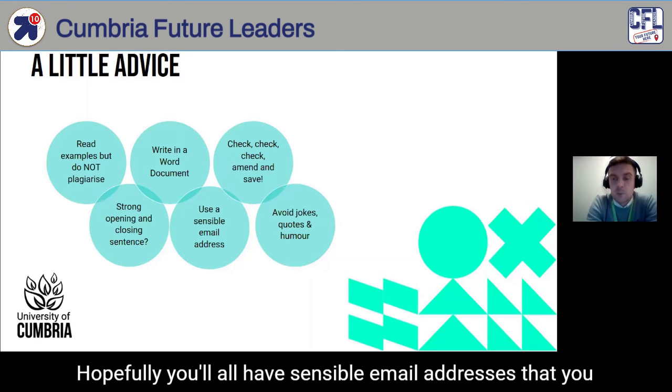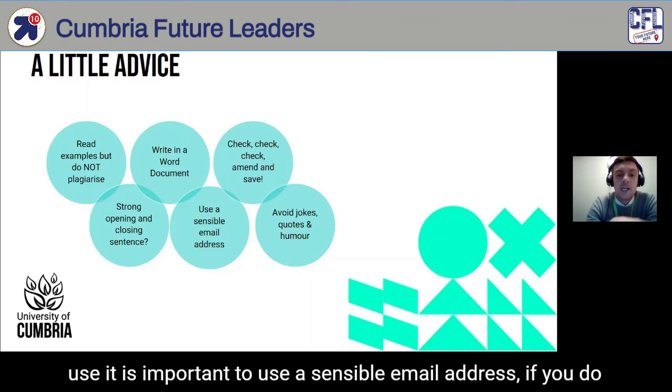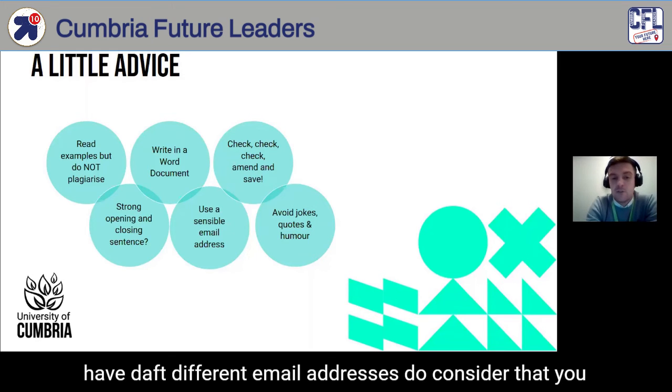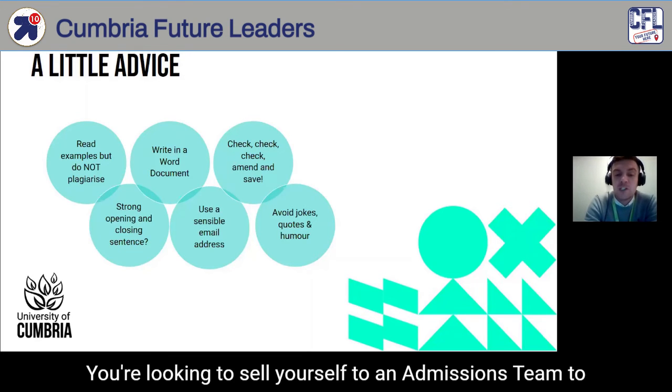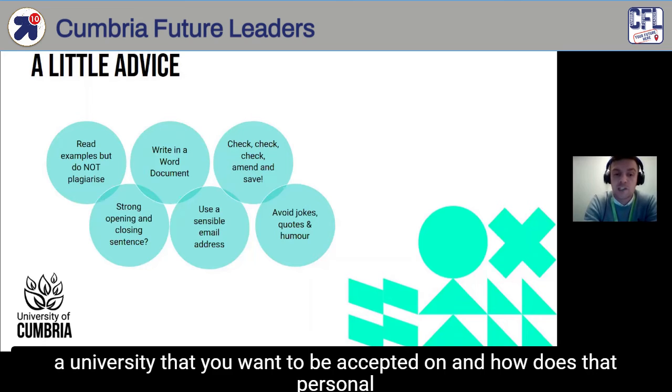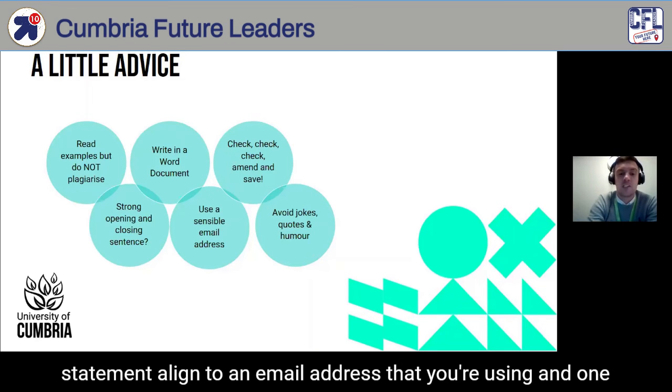Hopefully you'll all have sensible email addresses that you use. It is important to use a sensible email address. So if you do have daft different email addresses, do consider that you are writing a really professional piece of written work. You're looking to sell yourself to an admissions team, to a university that you want to be accepted on. And how does that personal statement align to an email address that you're using?